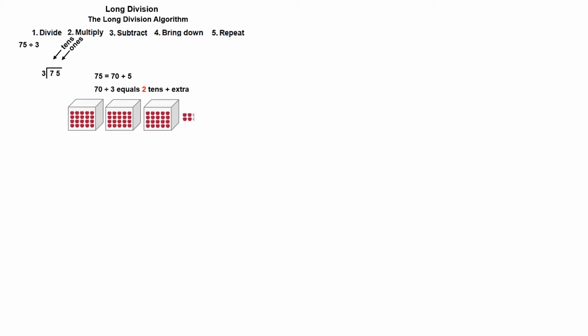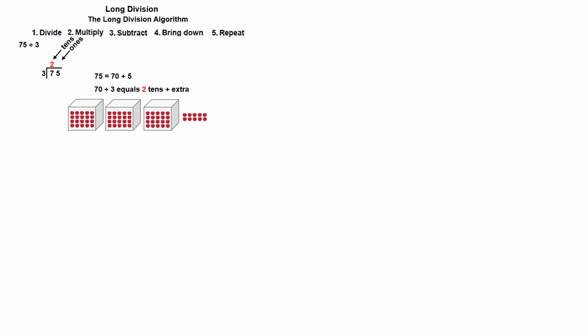Divide 75 by 3 using long division. The first thing we do is change the way the problem is written. We divide tens and ones separately. Remember that 75 is the same as 7 tens plus 5 ones. The first math step is to look at the first number we are dividing into, 7 in this example. This is the division step. Dividing 7 tens by 3, we get 2 tens and some extra.